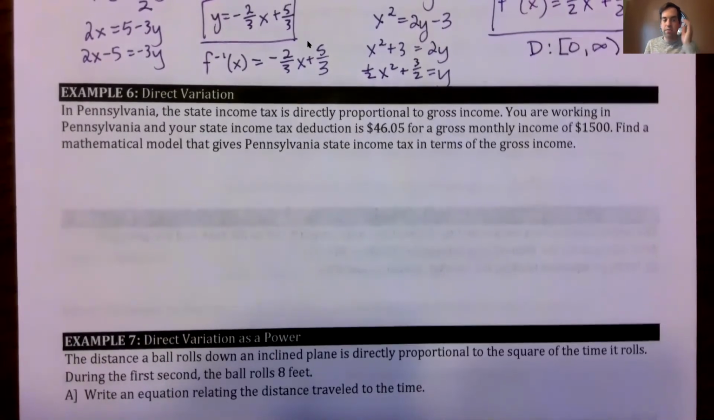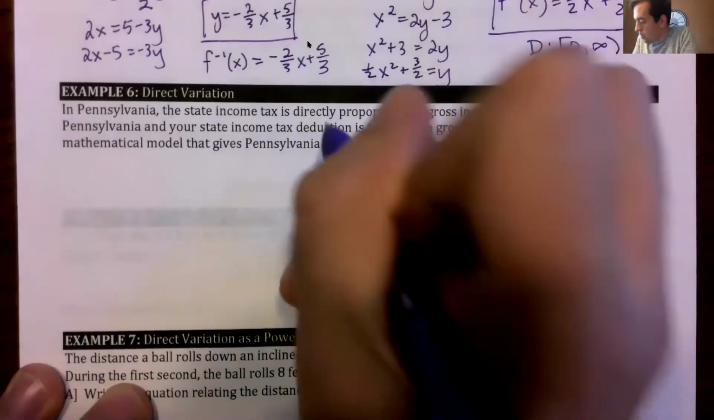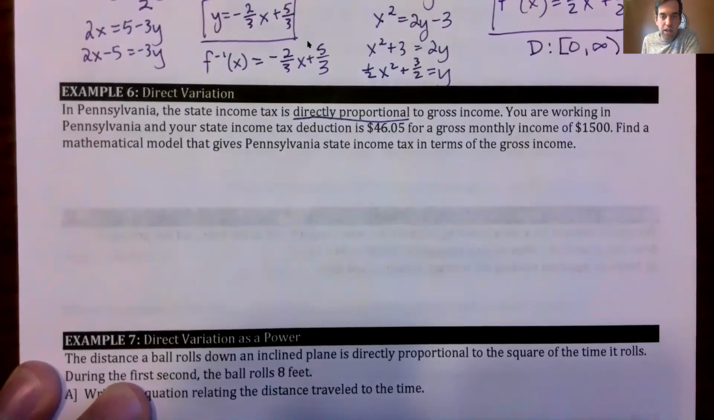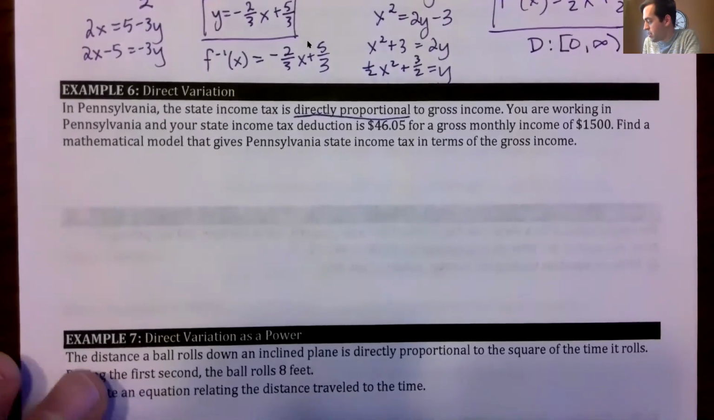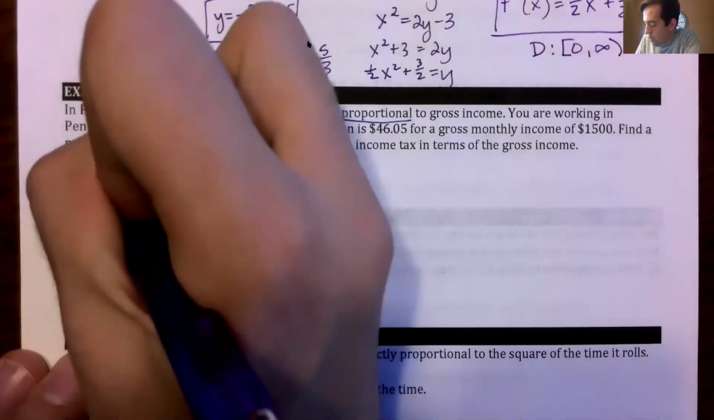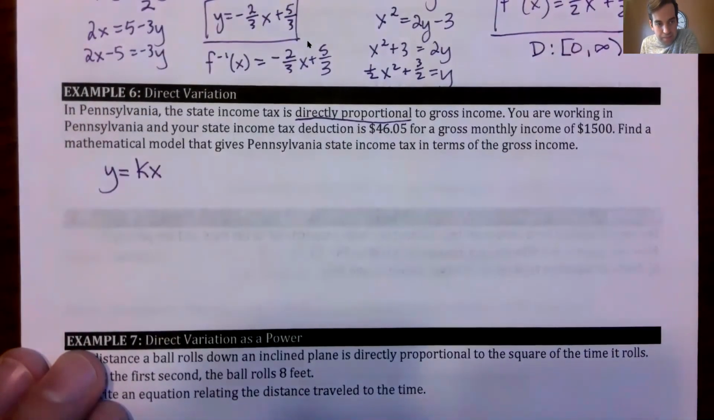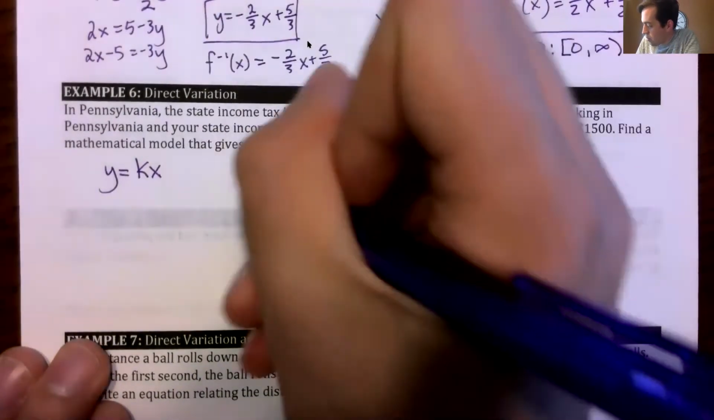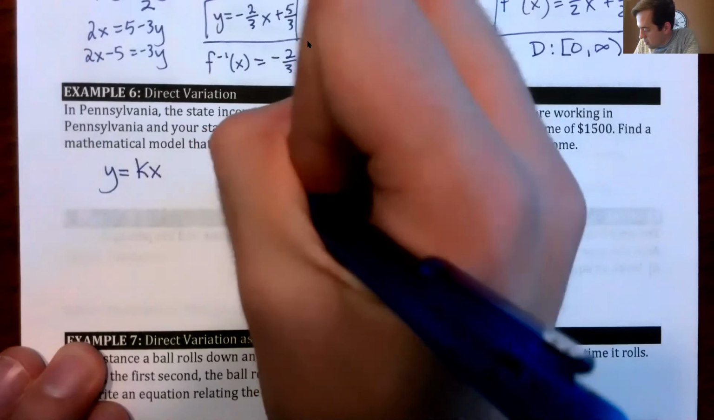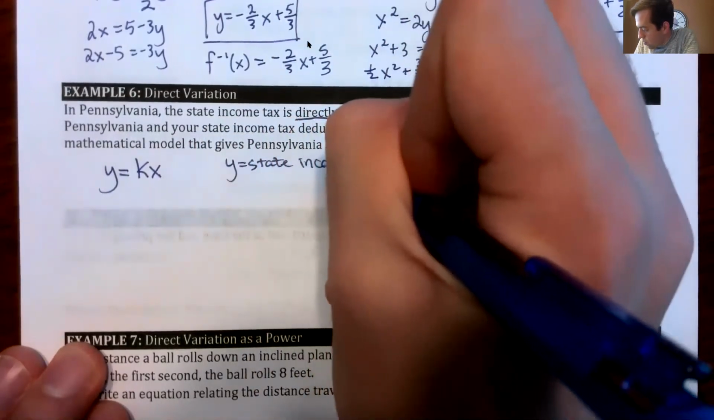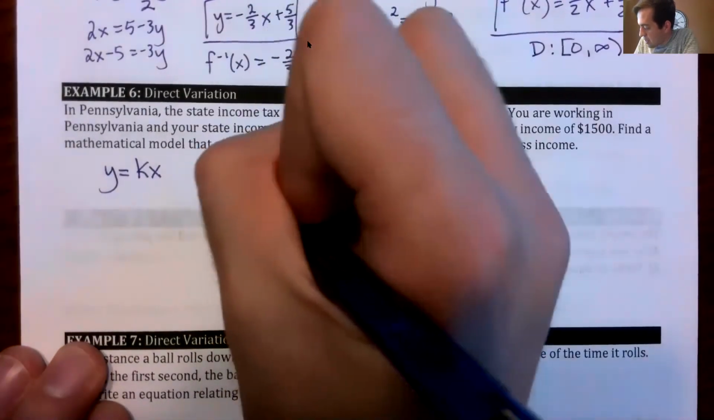So we have this idea of direct variation. The key here is that because we were told that this is directly proportional, that's how we know that this is direct variation. And this first sentence is telling us how to set up our equation. The equation for direct variation is y equals kx. That's from the first page of the notes. And y is going to be the state income tax, and x is going to be the gross income.